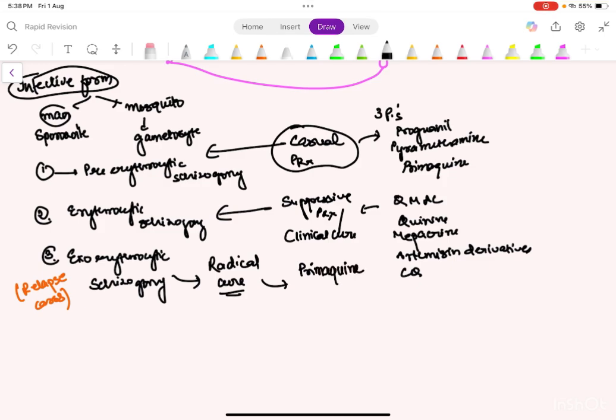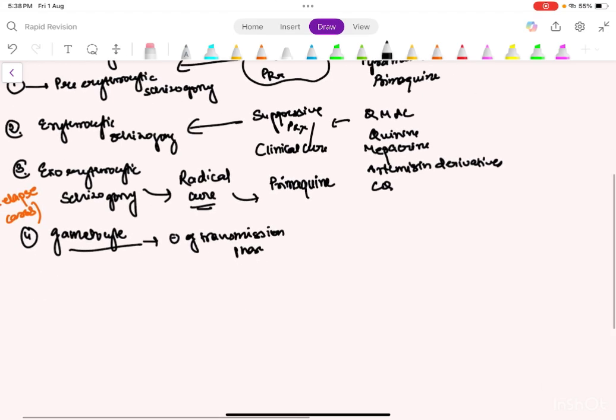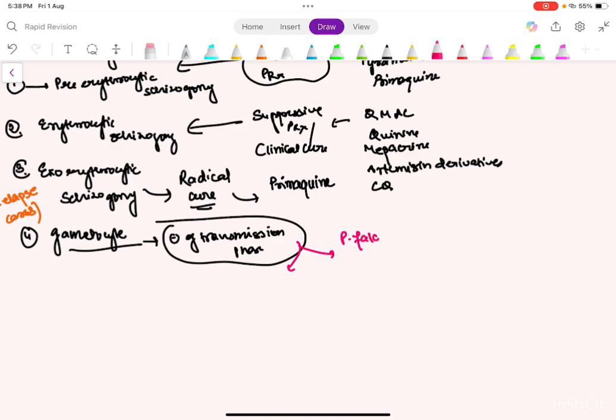Then the next stage that we can inhibit is the gametocyte. This is the prevention of transmission phase. This is different for different Plasmodium species, for P. falciparum and vivax. First, falciparum: for falciparum you give the three P's, and for vivax you give chloroquine, mepacrine, and quinine. And if you have to inhibit both, then you give three P's and artemisinin derivatives.